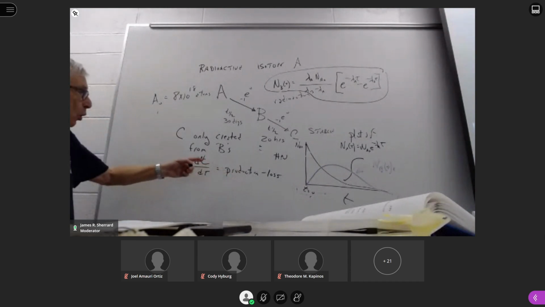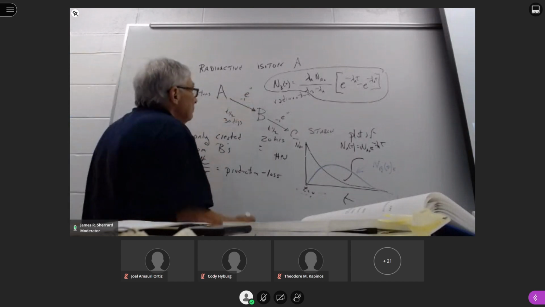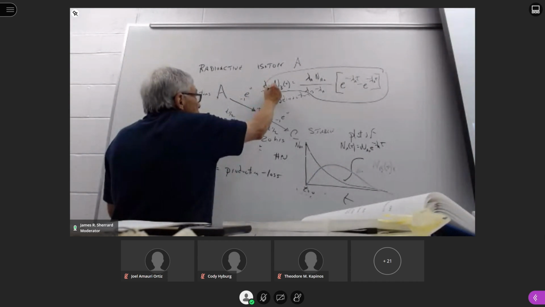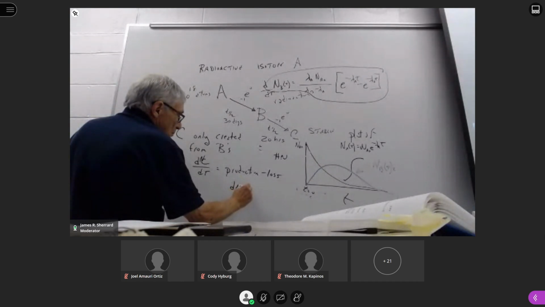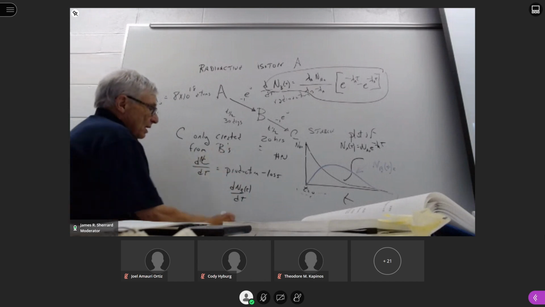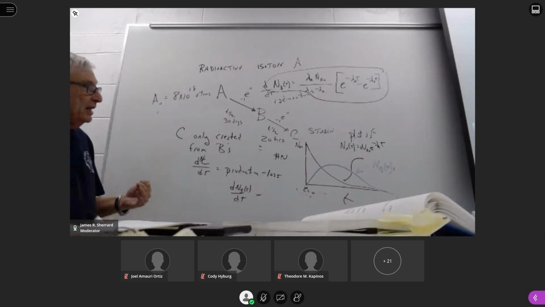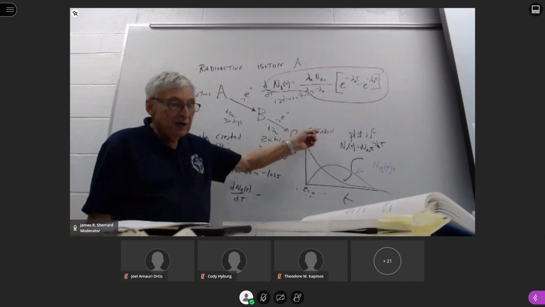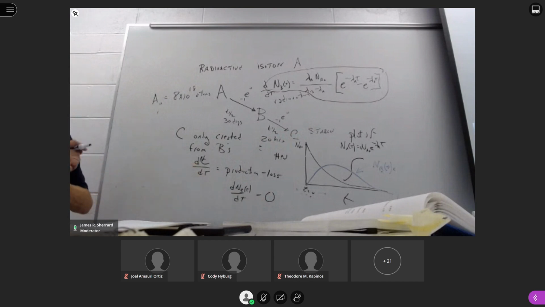Where does the production come from? It only comes from B's. So we'd have to go back to this equation. If we differentiate this with respect to time, that would be the production. It would be plus because we're creating them. How about loss? What do we have for losses? We don't have any losses because C is stable. It's not going to decay. So we could solve this to find C as a function of time, but there's a much easier way to do that.